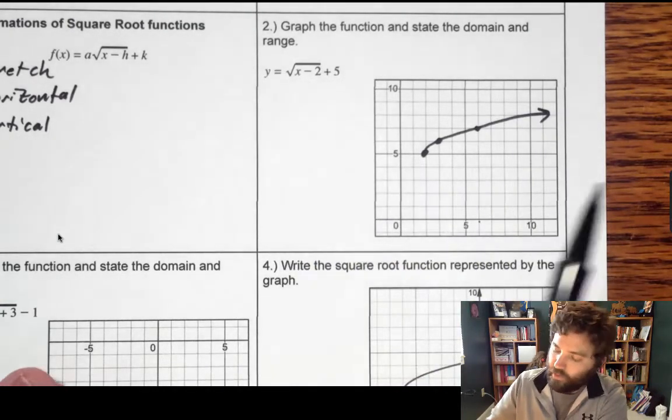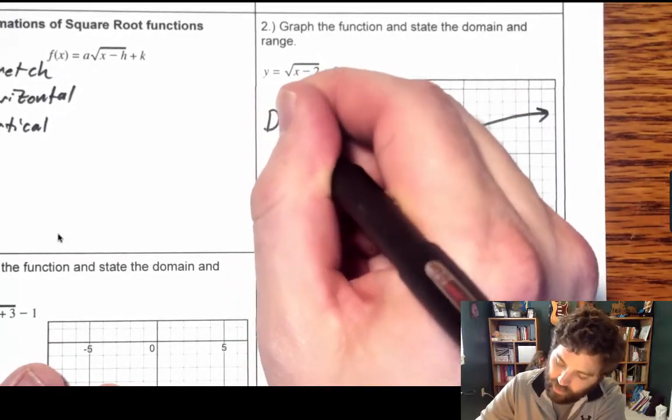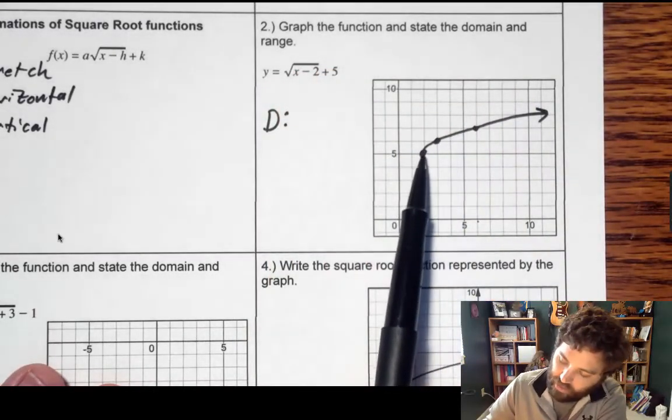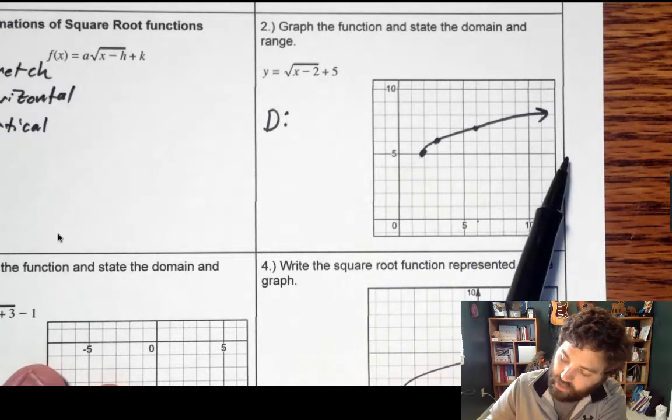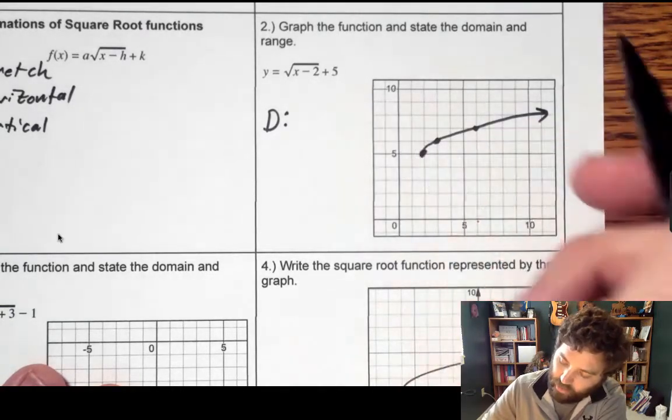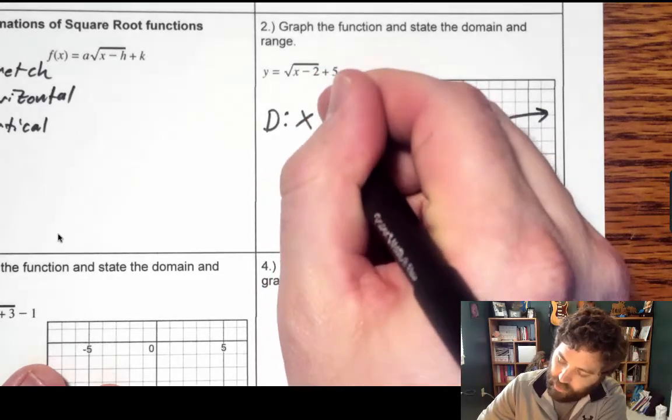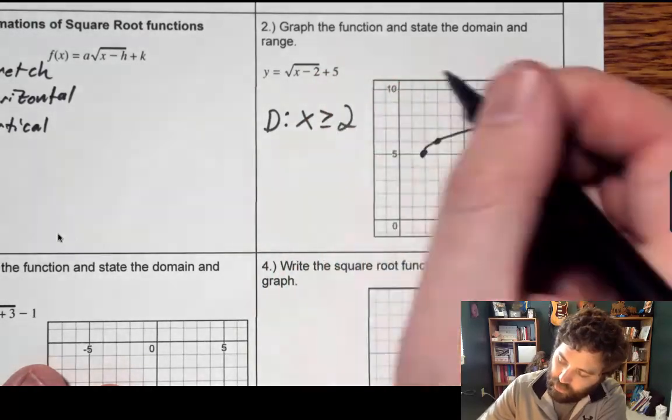Now we want the domain and range. The domain is all x values covered by the graph. So you can see that this graph starts here at x equals 2 and goes forever to the right. So it goes to the right starting at 2. So it's x greater than or equal to 2.